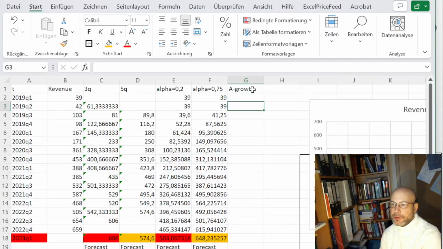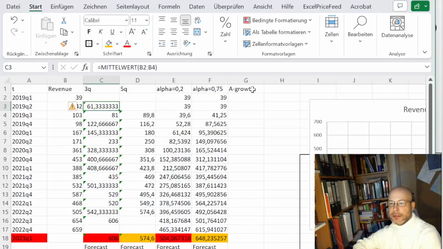Well, then we have to calculate every single growth rate from quarter to quarter. So what is the growth rate from 39 to 42, from 42 to 103, and so on. And since we know that when averaging growth rates we have to calculate the geometric average of the growth factors, I will calculate here the growth factors.